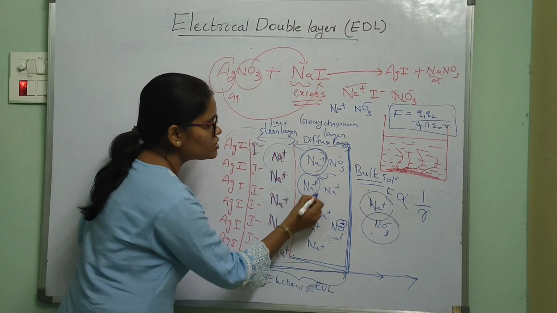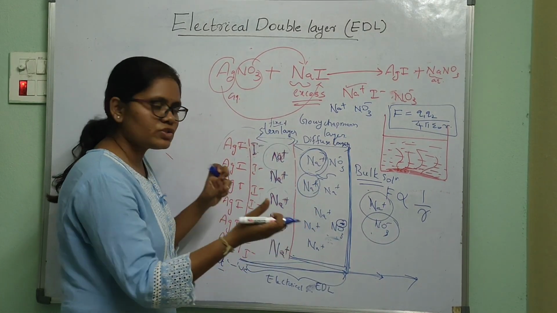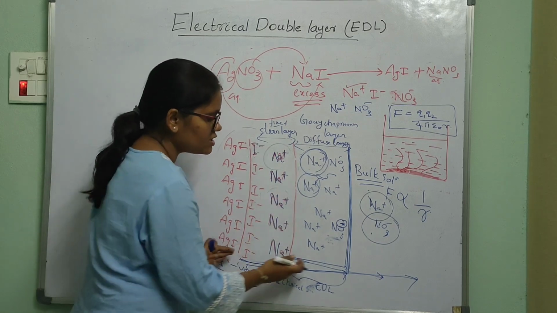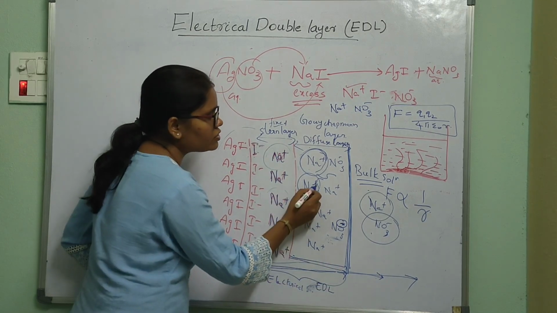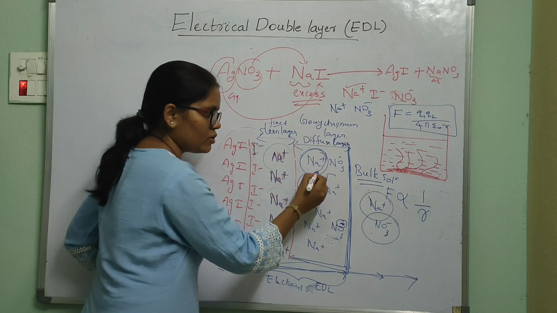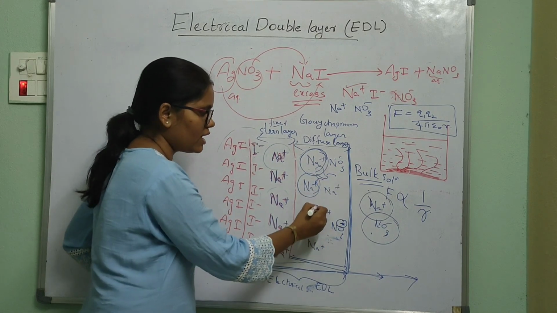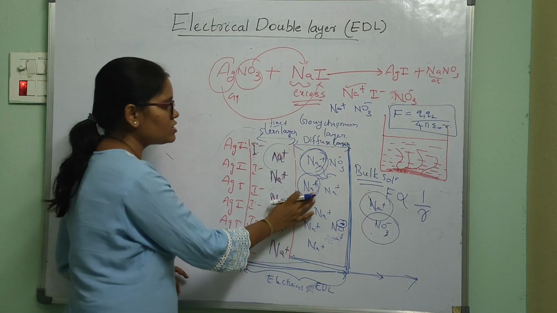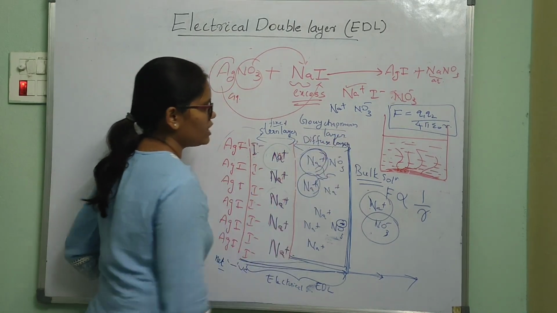In the diffuse layer, the sodium ions are not very strongly held by the electrostatic forces of attraction because the distance is increasing. Therefore, in this layer the sodium ions are free to move, and therefore it is called the diffuse layer. And this layer also has one more name, that is Gouy-Chapman layer.